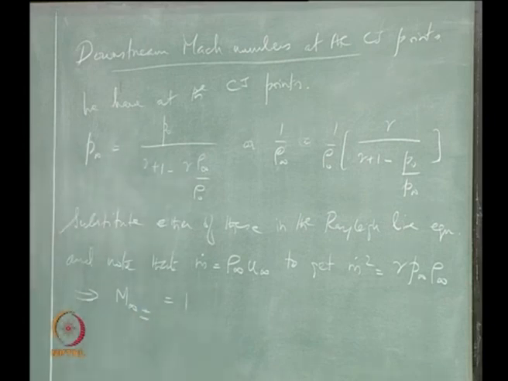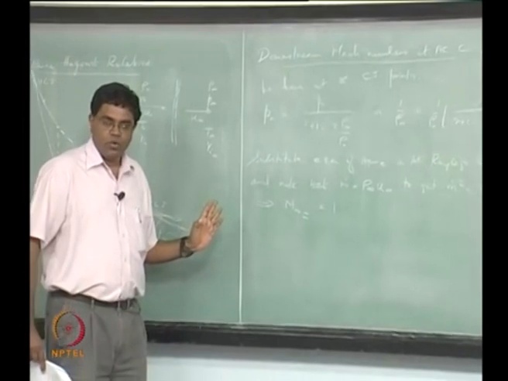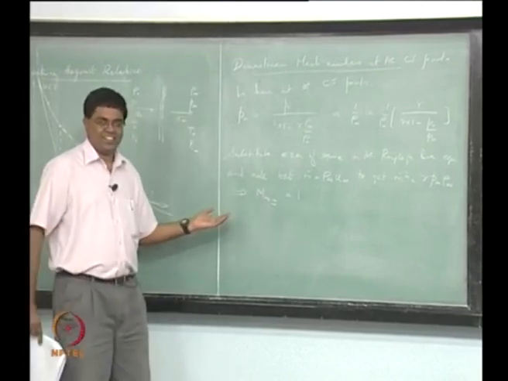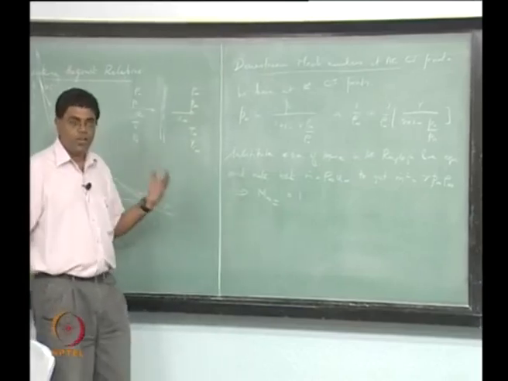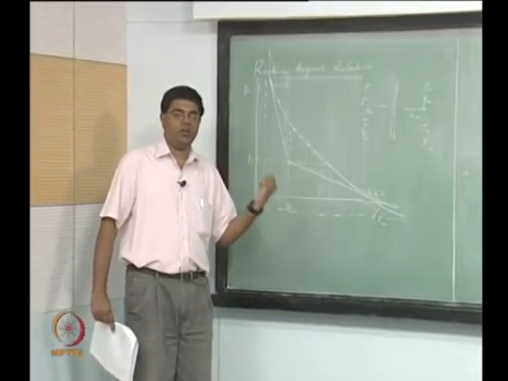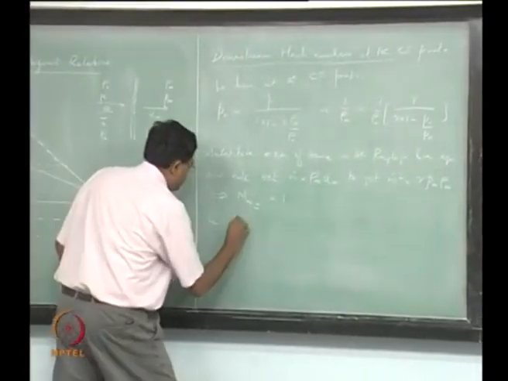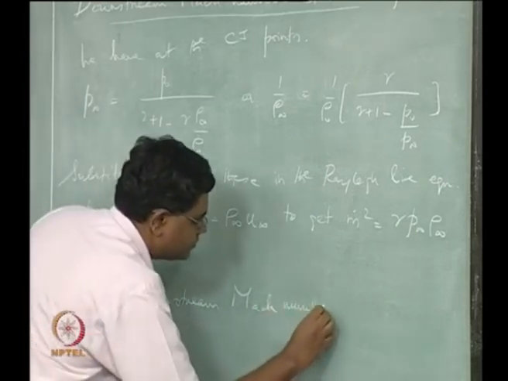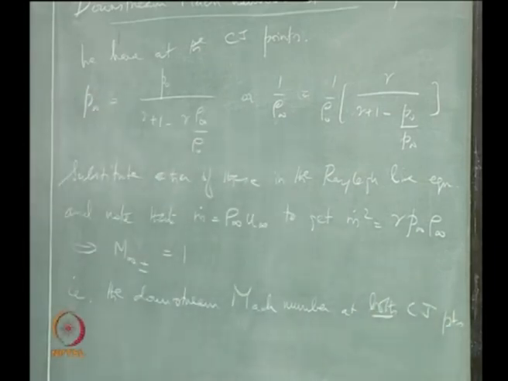Now in a mathematical sense this is not surprising, because we plugged this expression into a Rayleigh line, which is essentially linear, that is just a straight line. Therefore we are not expecting any quadratics. If you do not have a quadratic, then we cannot get two solutions, we should get only one solution. Strictly speaking we should not even write a plus or minus; we are not at the stage of distinguishing between plus and minus, both of them are the same. So we are basically looking for the same answer for the downstream Mach number at both CJ points. That is to say, the downstream Mach number at both CJ points is unity.